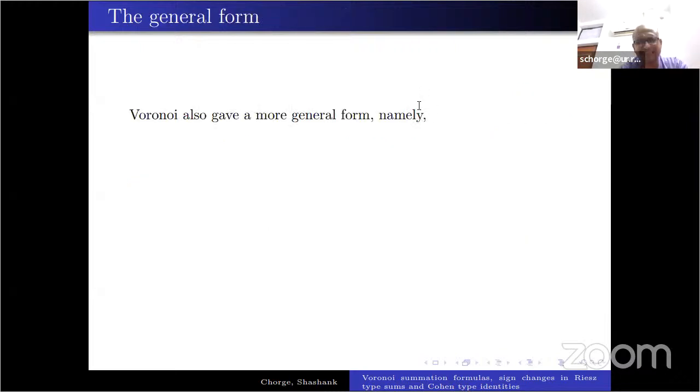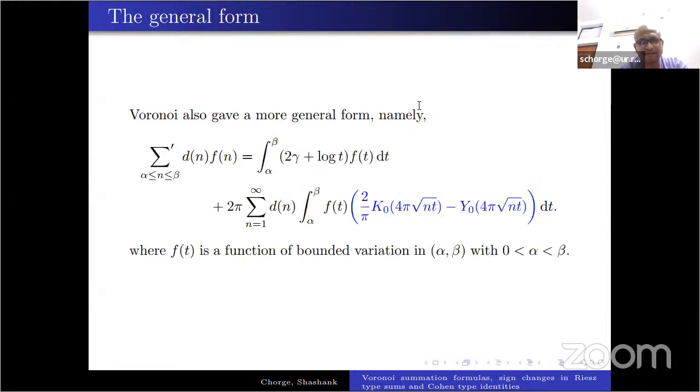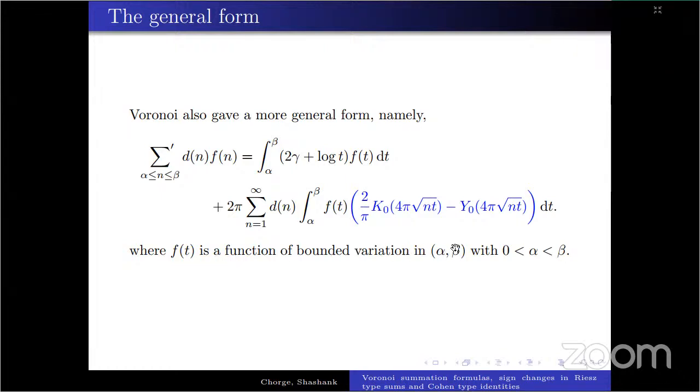Now Voronoi decided to generalize it. He added a test function f of n, and then the formula became this with the added function. So we don't have to work with just d of n, but we can have a test function and find weighted sums. We can see that the yellow part is called the kernel of the Voronoi summation formula. This plays a very important role because estimating this kernel basically gives us better bounds on error terms. And f of t is a function with bounded variation, so there are some weak restrictions on f of t.